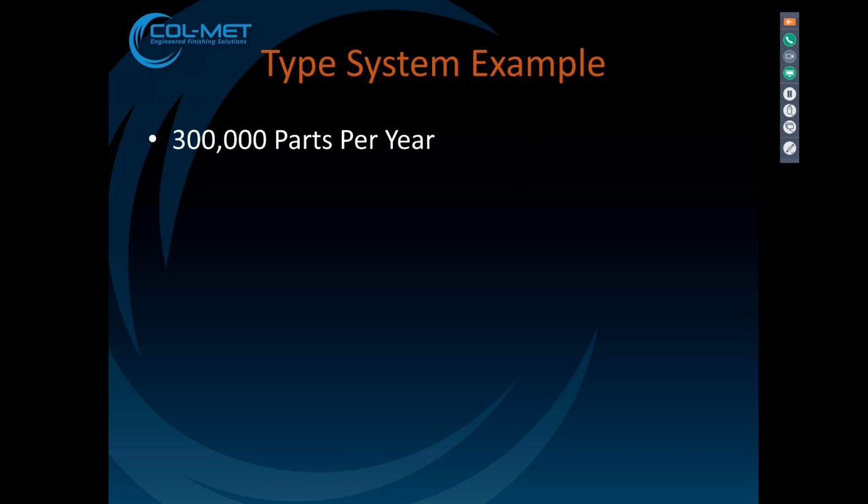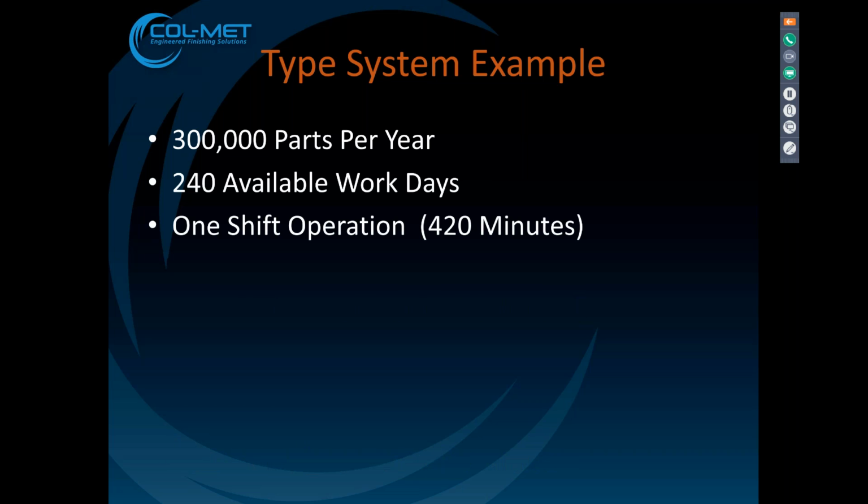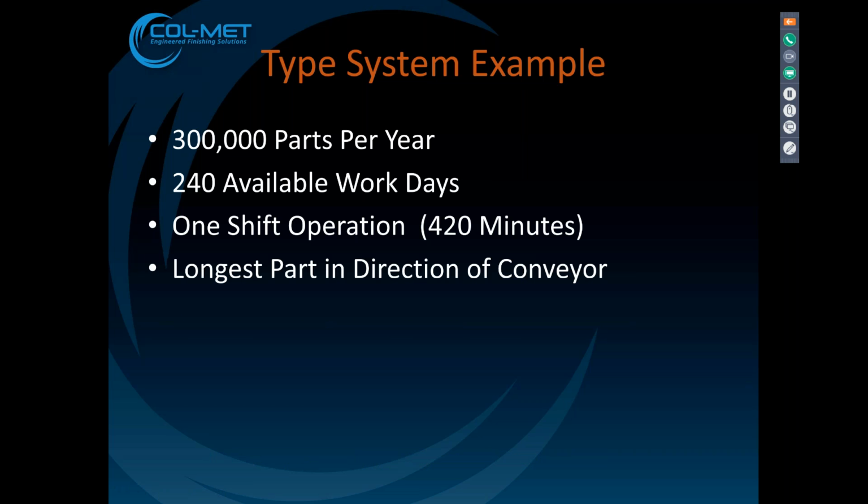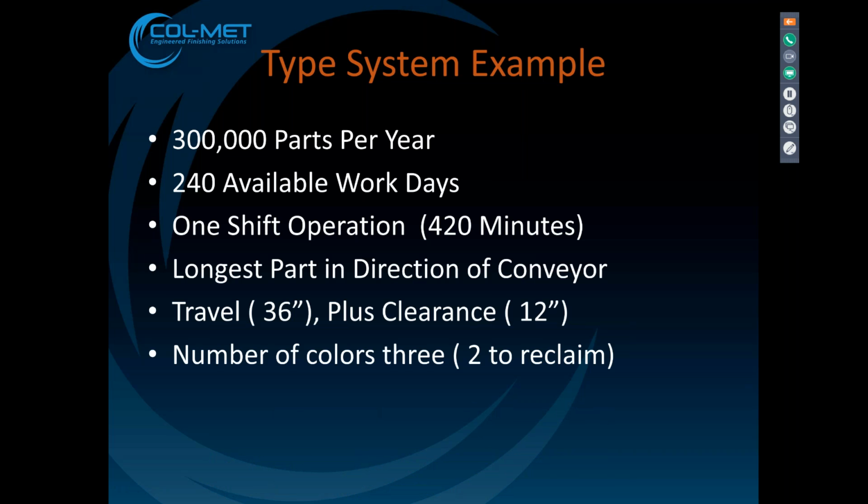So remember earlier, we had a customer needing to quote 300,000 parts per year. He worked 240 days per year. That was a 1-shift operation per day, and that shift consisted of 420 minutes. The longest part in the direction of the conveyor was 36 inches plus a clearance of 12 inches. Number of colors was 3, and he wanted to reclaim 2.